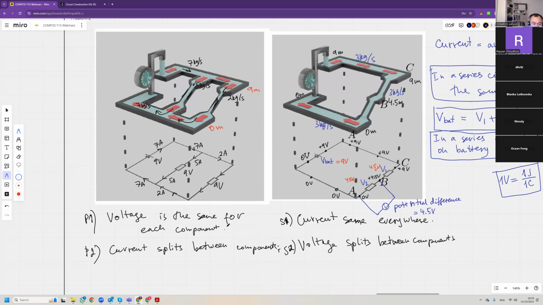How well do you understand these 4 rules? S1, S2, P1, P2. On a scale of 0 to 10 again, please.